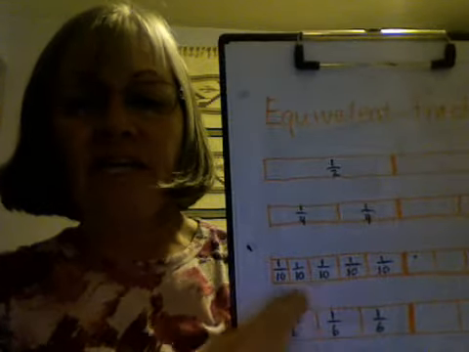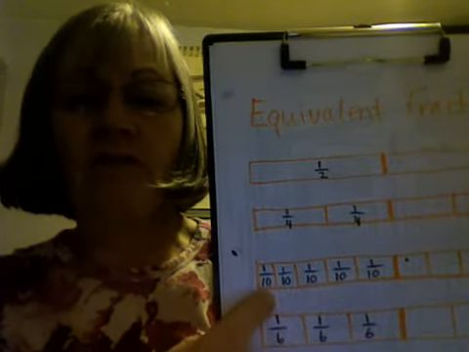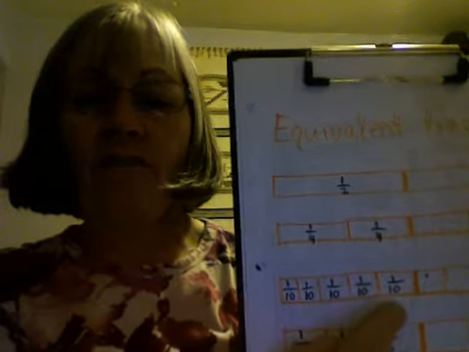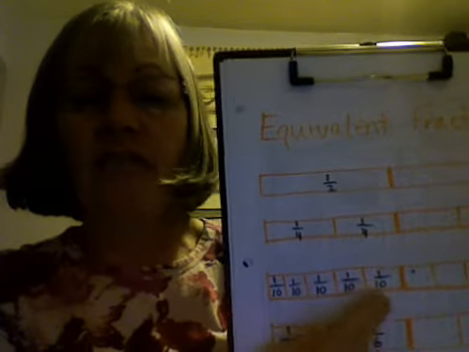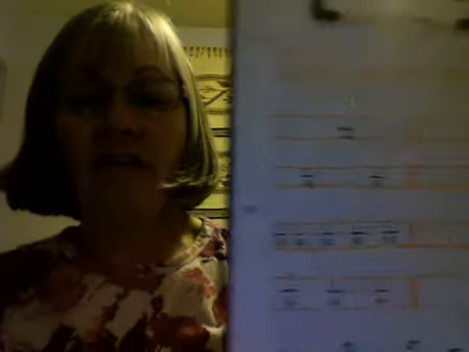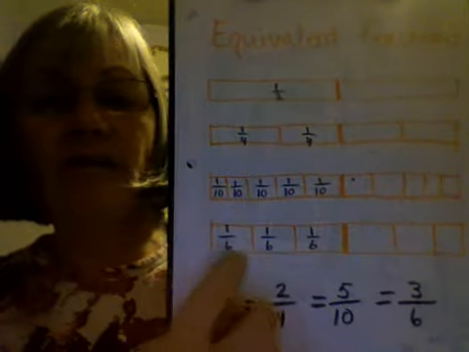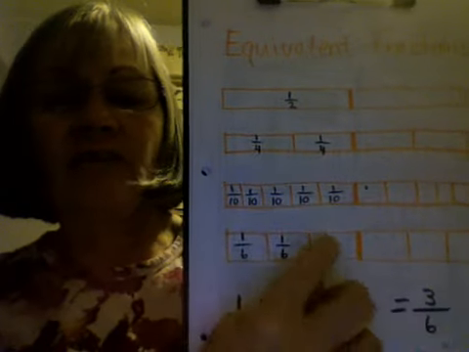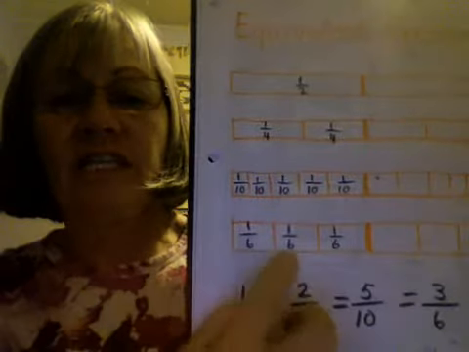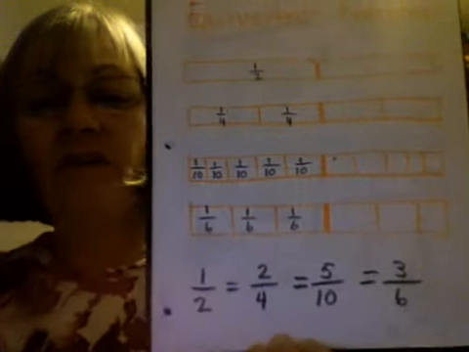Let's count how many tenths it takes to make 1/2, which is also equivalent to 2/4. 1, 2, 3, 4, 5 tenths is equivalent to 2/4 and 1/2. Now the last fraction bar isn't cut into such tiny pieces. We've got 3 of these, which are the same as 5 tenths and 2/4 and 1/2. These are 3 pieces, each one is 1/6 of the whole bar.